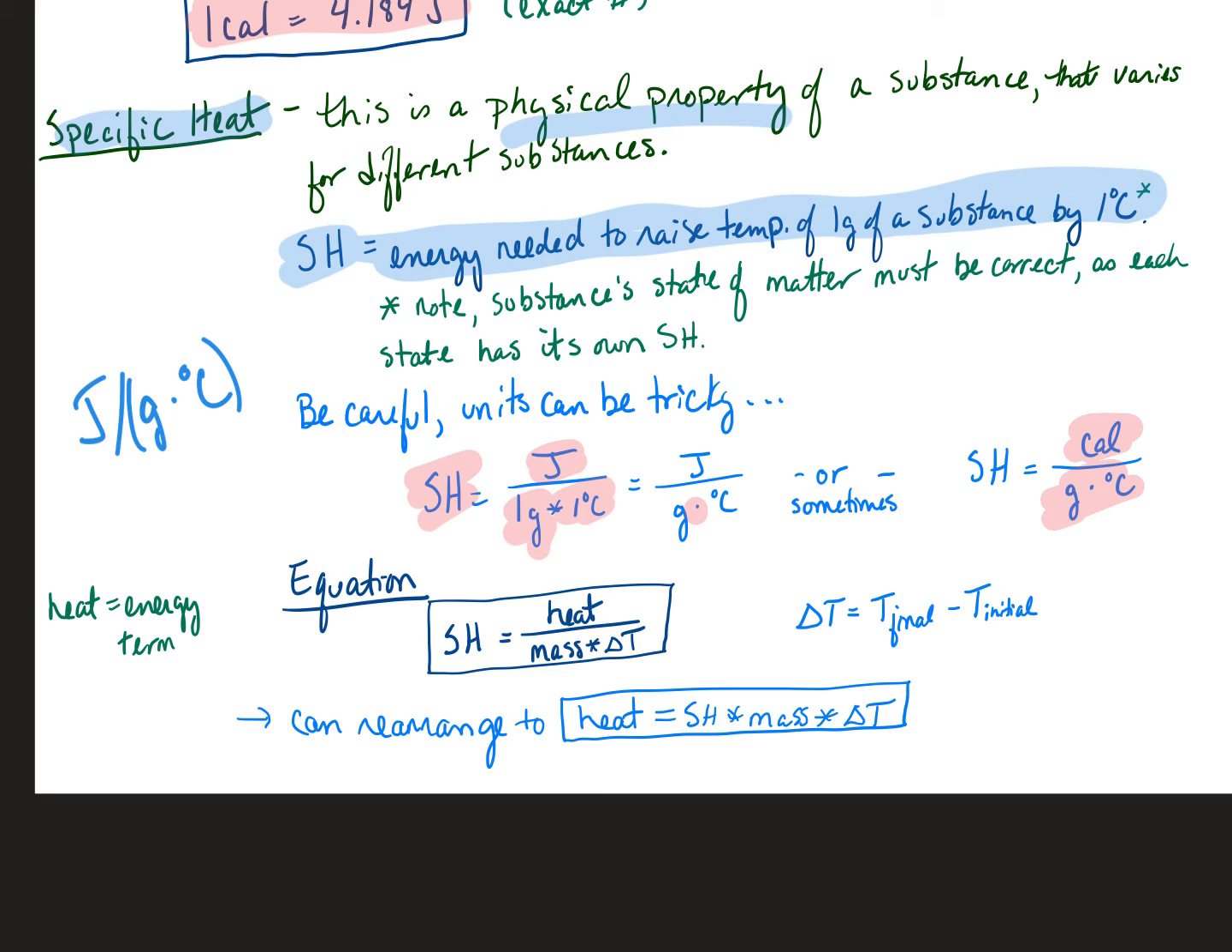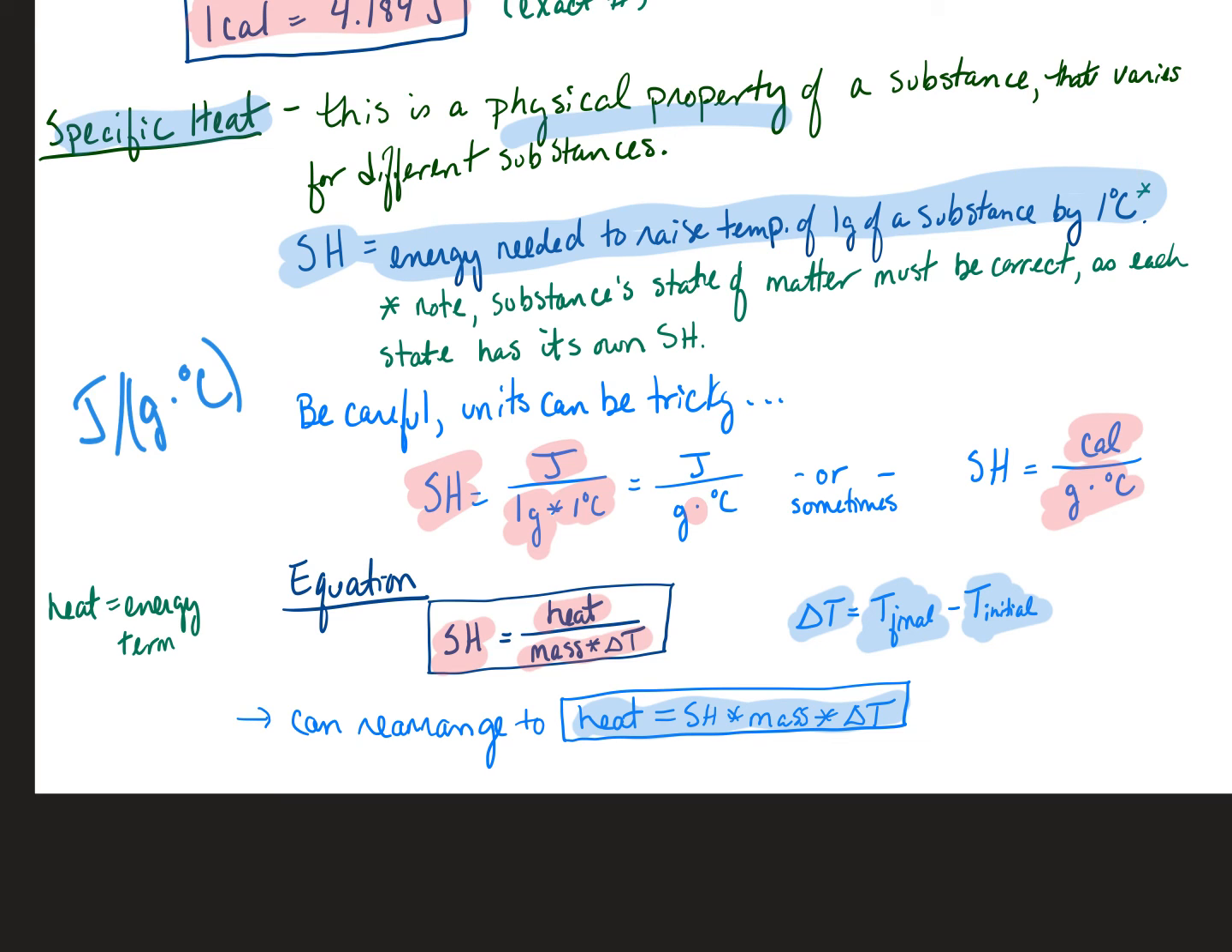If we were to put that into an equation though, specific heat will be equal to heat, because remember heat is energy, and that's where we get joules from, divided by mass times change in temperature. So here's what change in temperature means. Remember, change in means that you're taking the final temperature and you're subtracting the initial temperature. So that's what that delta T means. We can rearrange this equation just to make it a little bit easier so that heat is equal to specific heat times mass times change in temperature.